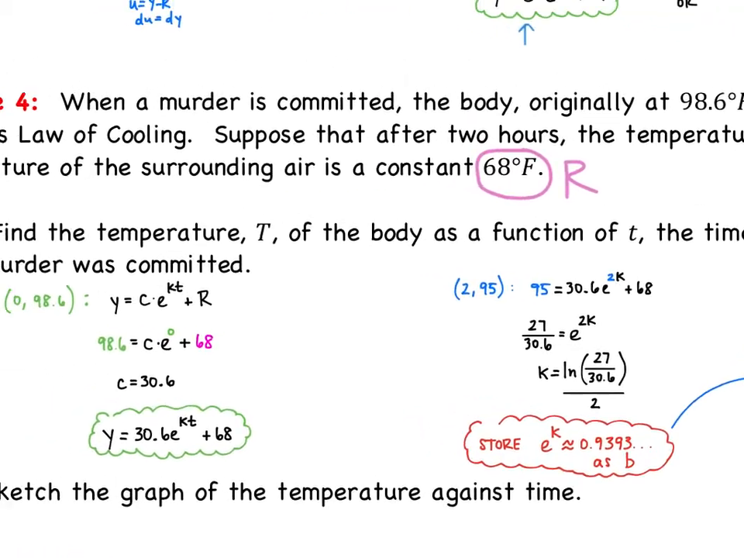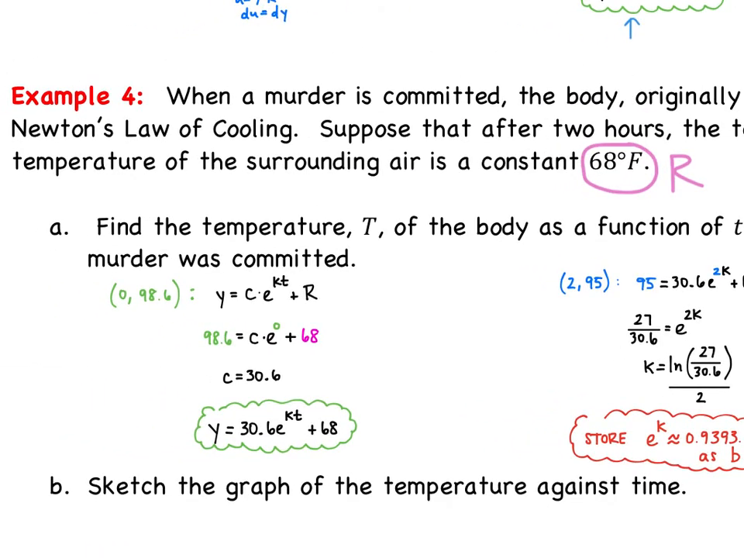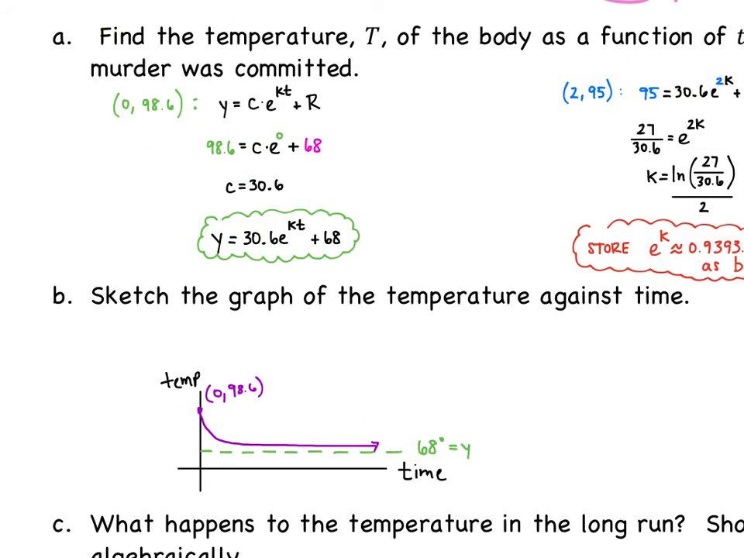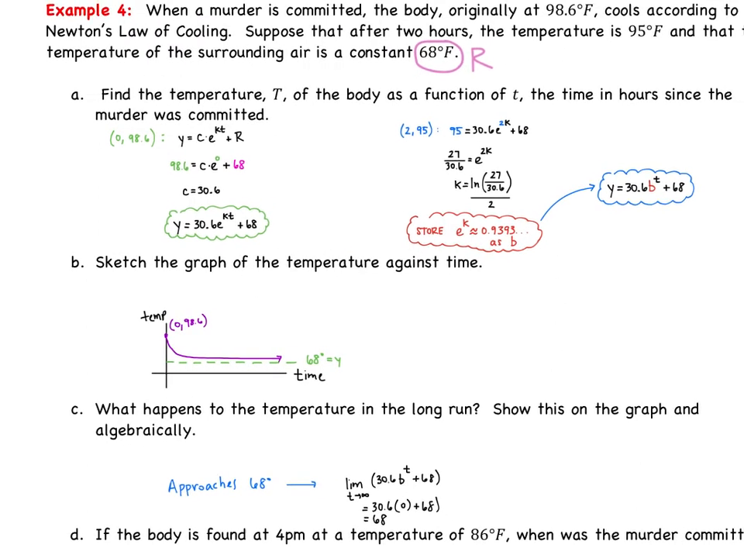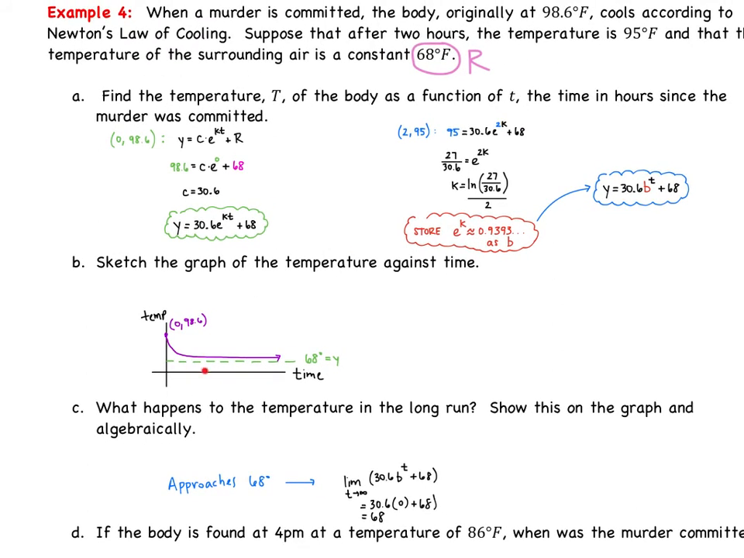Now I want you to try graphing the temperature against time. Sketch this graph really quickly, check back, see how you did. Hopefully you have this asymptote at y equals 68 because that's our room temperature. Our body starts at 98.6 degrees, and then it'll eventually approach 68 degrees because that's our room temperature. That leads us into part C: what happens to the temperature in the long run? Show this on the graph and algebraically. On the graph, we can see we've got this asymptote at y equals 68 degrees, so it's approaching 68 degrees.